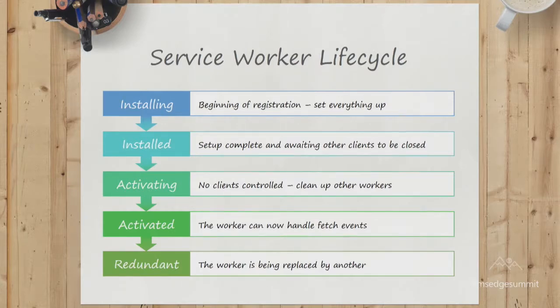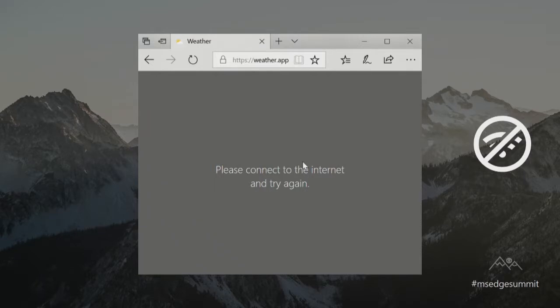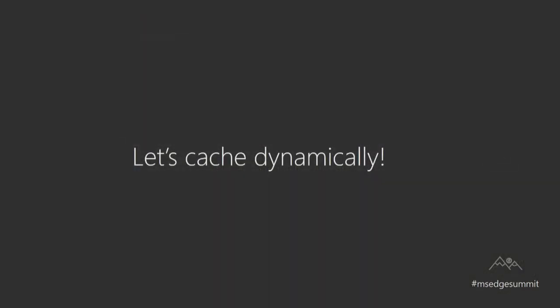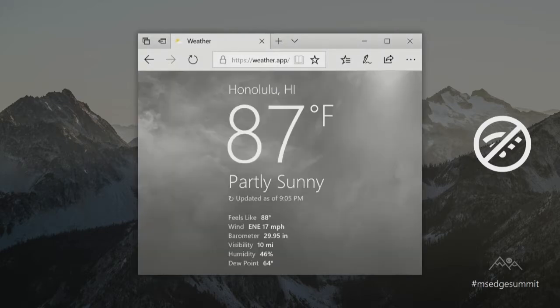So this is what this looks like now that we have it. We go to our fallback. Our fallback says, please connect to the internet and try again. That's not really great. We wanted something better than that. We wanted to show something of value. So let's try to cache dynamically and get something that looks more like this. So here we're showing that it's grayed out because we're offline, but we're still showing something. So that's more usable to the user, and it will tell you when it was last updated, and that's very useful.